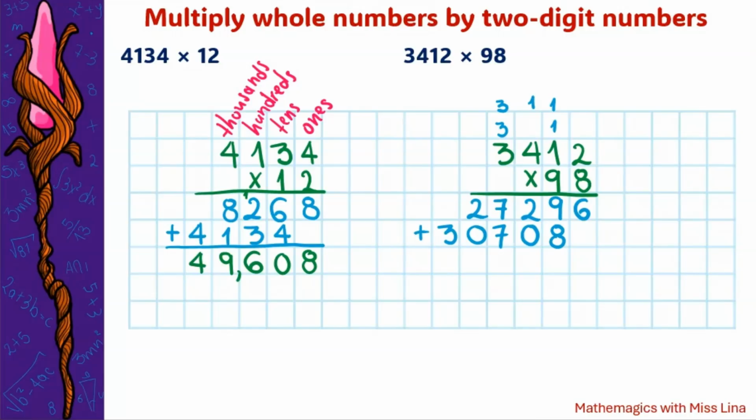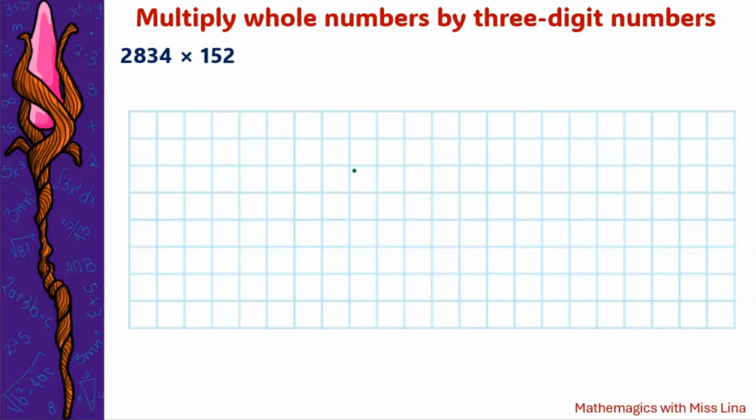And we do the addition. Let's see, we bring down the 6. 9 plus 8 is 17, we carry the 1. 1 plus 2 is 3. 7 plus 7 is 14, we carry the 1. 1 plus 2 is 3, and we bring down the 3. So the answer is 334,376. Now let's see what happens when we have to multiply by a 3-digit number.